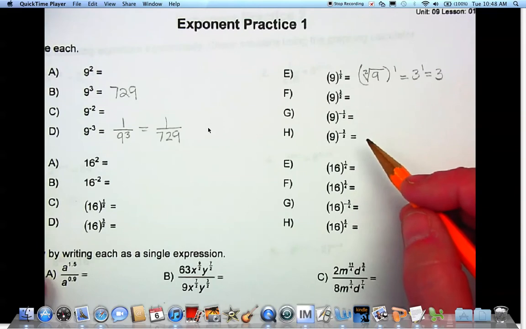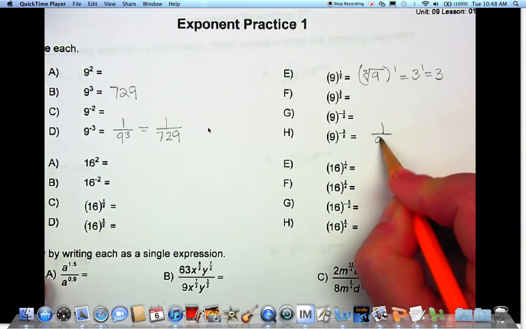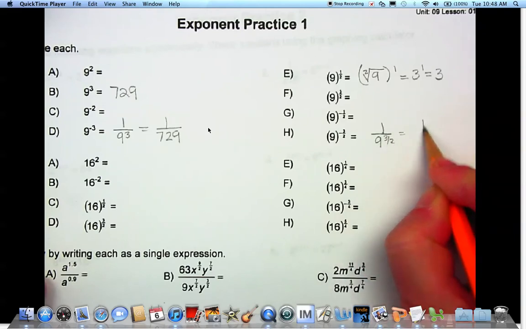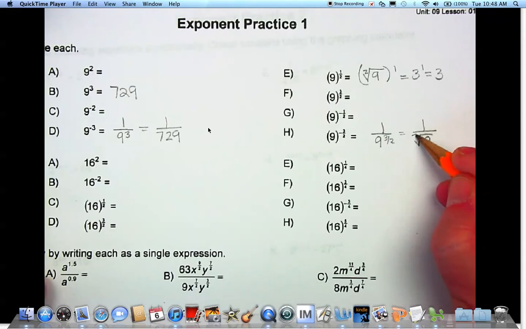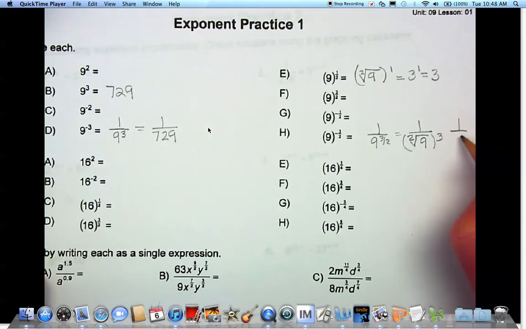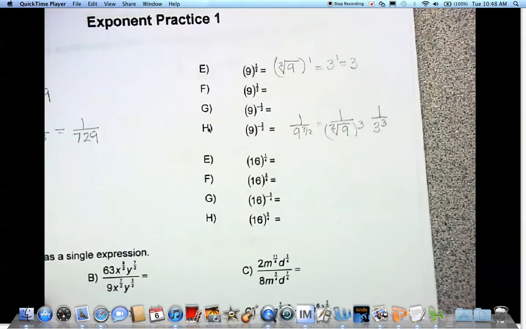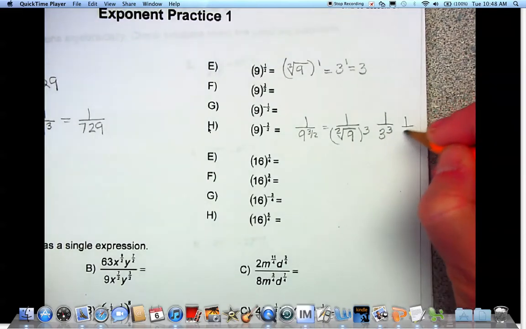Okay. How about H? What does it mean if it's negative? Put it over 1. Okay, so 1 over 9 to the 3/2. Now, how do we write 9 to the 3/2 with a radical sign? Square root. Okay. Your denominator is your root, and then to the what power? Your numerator is your power. 3 times 3 times 3. Okay, so 1 over the square root of 9 is 3. So 3 to the third is 3 times 3 times 3, which is what? 27. This is 1 over 27.